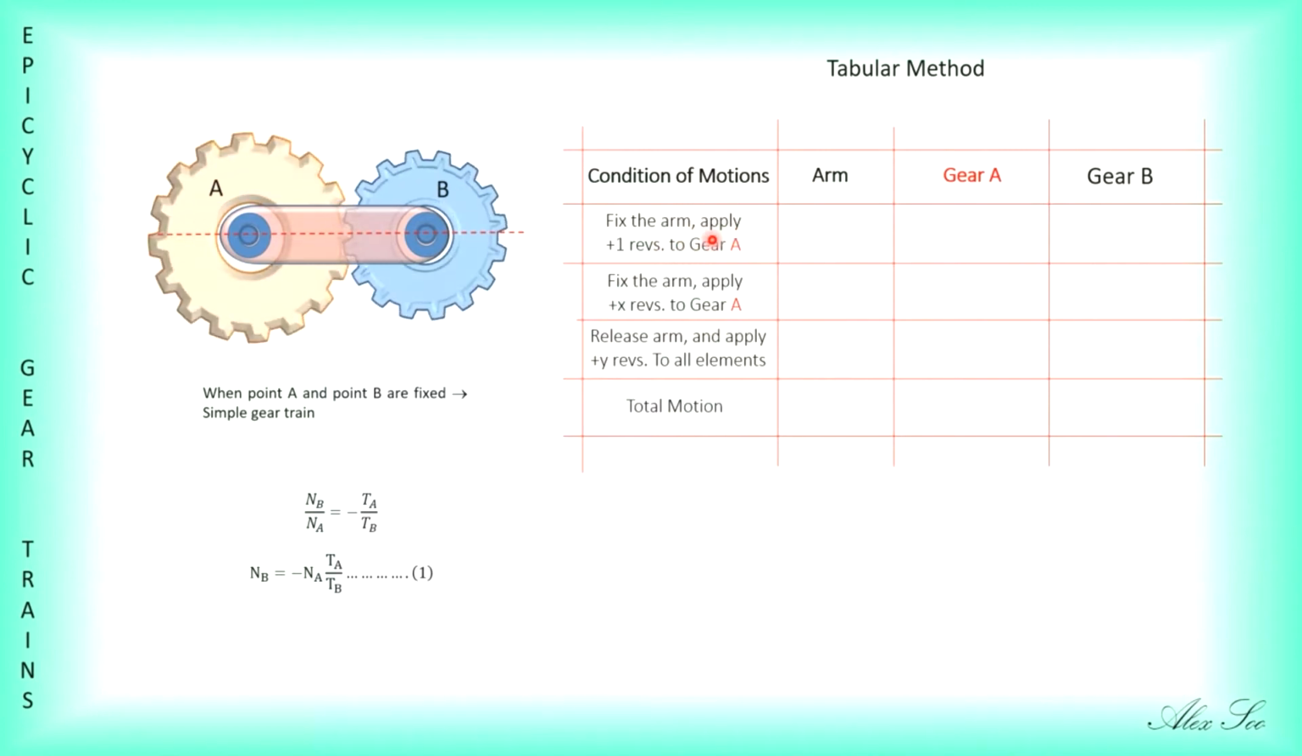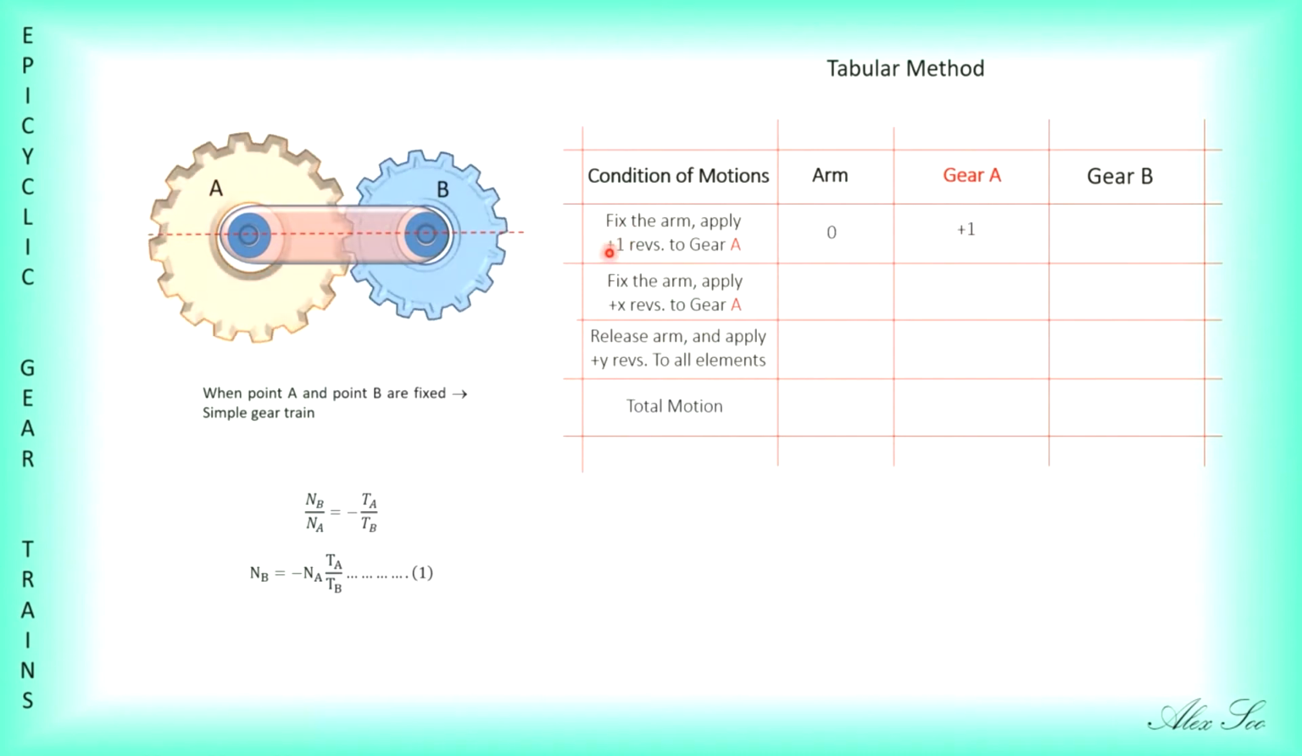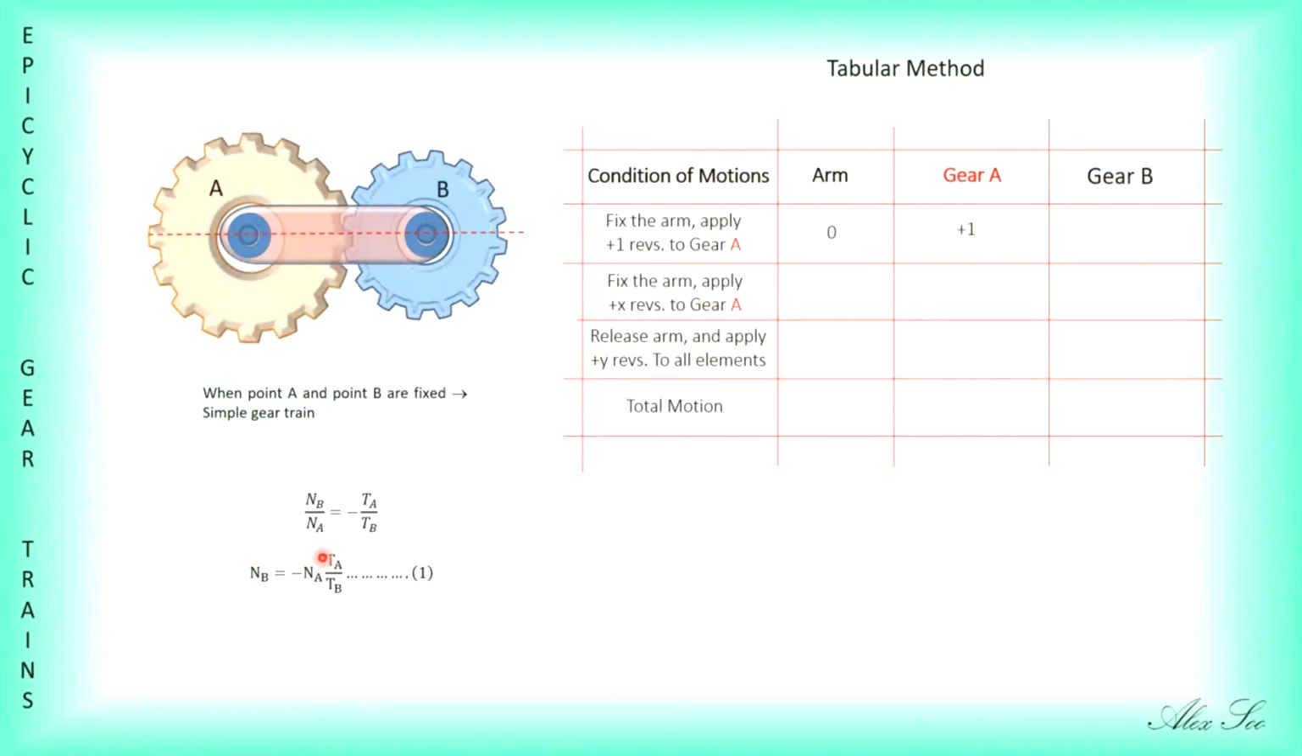Okay, so let us start. Fix the arm, apply positive 1 revolution to gear A. The arm is fixed, so this should be 0, and gear A should be 1 because you apply 1 revolution. The positive sign in this table means anti-clockwise, so you apply anti-clockwise 1 revolution. So what is the speed of gear B? You just substitute positive 1 here, so you get negative TA over TB.